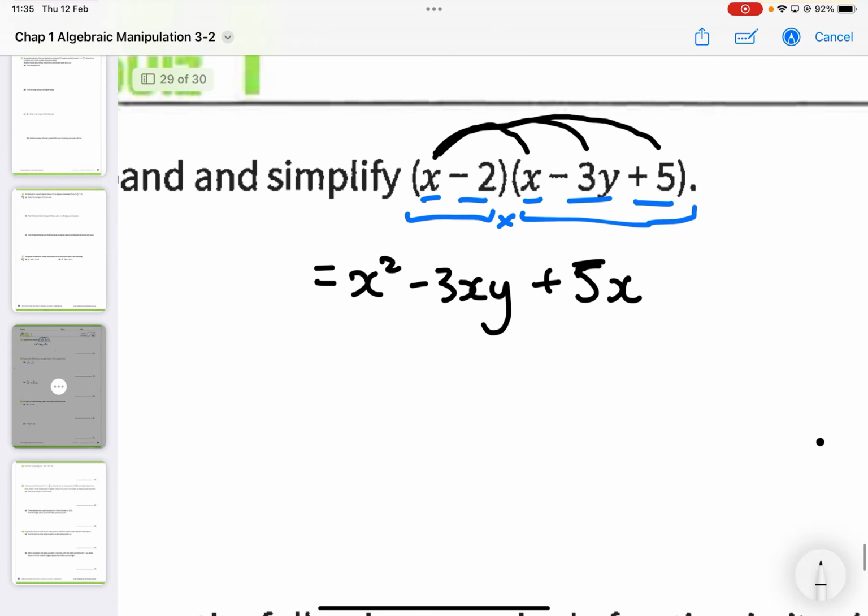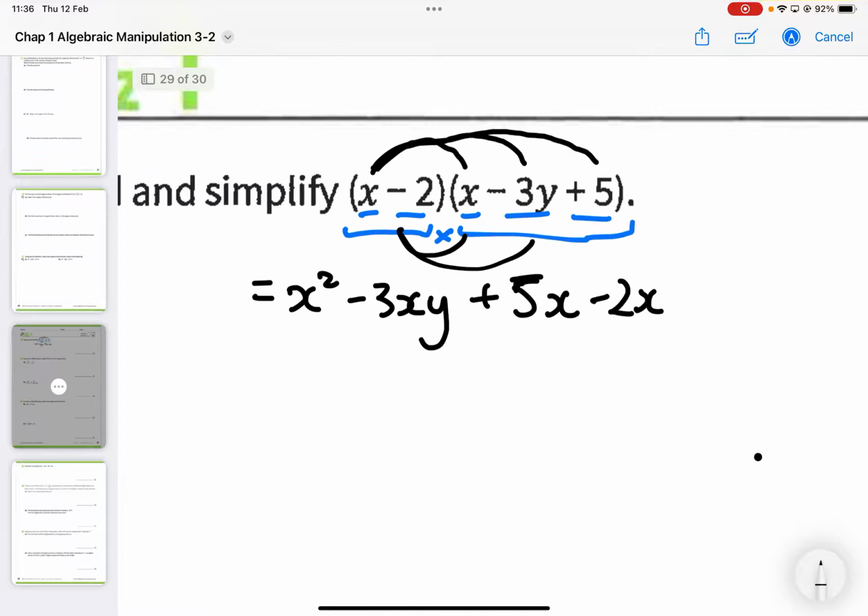So I know I'm done with the first term. Then I can go and look at my second term. The second term is negative 2. Negative 2 times x, I will have minus 2x. Negative 2 times the second term. Minus times minus becomes plus. Then I have 6y. Then lastly, my second term from the first bracket needs to multiply the third term of the second bracket. Negative times positive, negative. 2 times 5, 10.